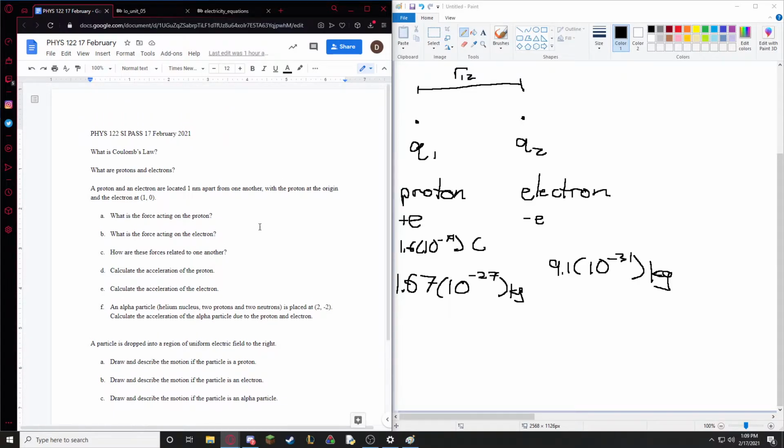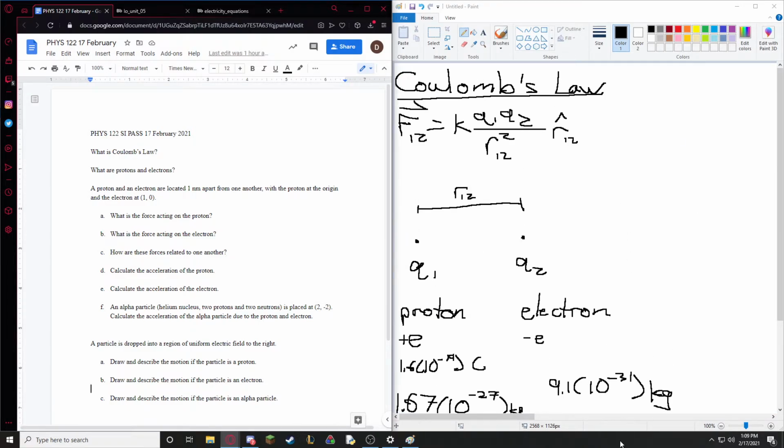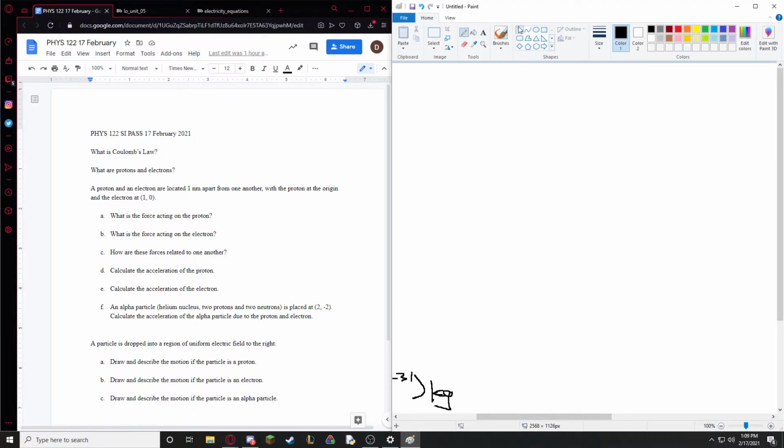So we're going to go ahead and place a proton and an electron 1 nanometer apart, and we'll call it, the proton's at the origin, so 0, 0. Let's go ahead and draw an axis. So we have our proton, call the proton blue. A proton here at the origin. And we'll say the electron is 1 nanometer away here.